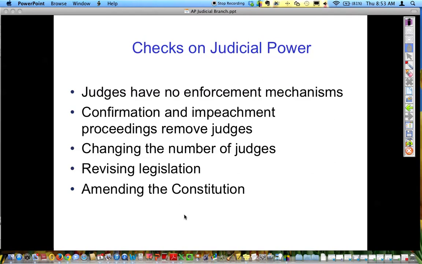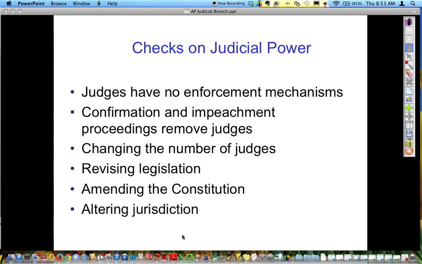So if, for example, the line item veto power was overruled by the judicial branch, they said that was too much power for the executive. You could go back, Congress could, and propose line item veto power for the president and add that to the power of the president. So that would be an example of amending the Constitution.